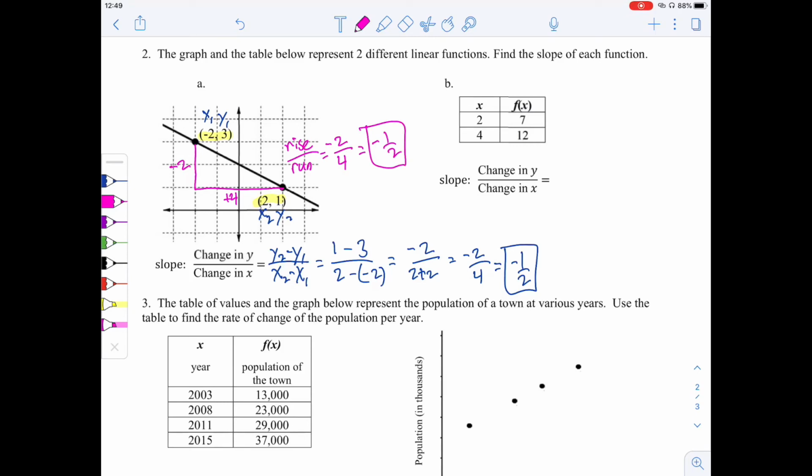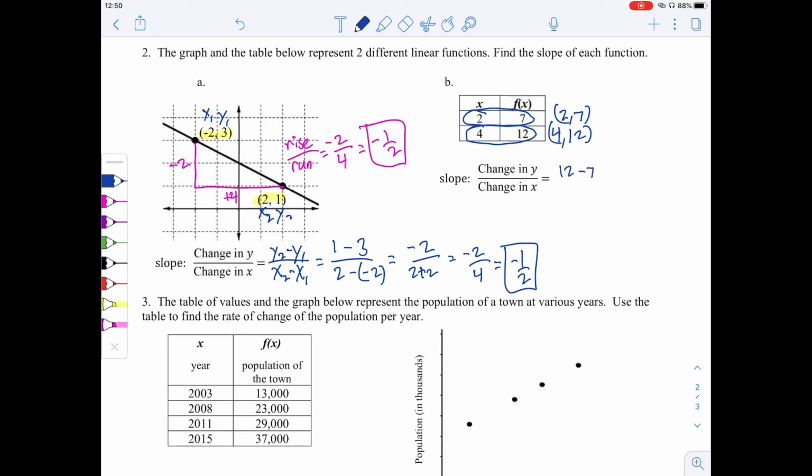Okay, the table, same process. So we're given input, output, right? Those are still ordered pairs. So we still have 2, 7 as an ordered pair, and we have a 4, 12 as an ordered pair. So use those 2 ordered pairs to figure out what is a change in y and what is a change of x. Okay? So you can do 12 minus 7 over 4 minus 2, and that's going to be 5 over 2. And that's our slope, that's our rate of change.